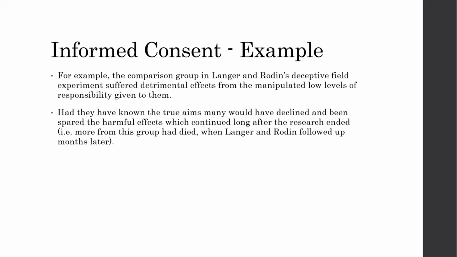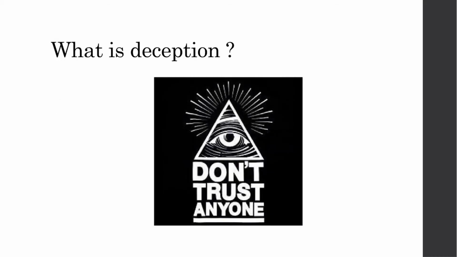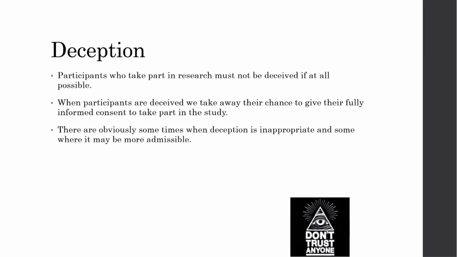What is deception is the first bit that we're looking at. Deception is when participants who take part in research must not be deceived at all if possible. So when participants are deceived, we take away their chance to give their fully informed consent to take part in the study. There's obviously sometimes when deception is inappropriate and some where it may be more admissible. So we are making sure that the participants aren't aware of the aims of the research as a result.